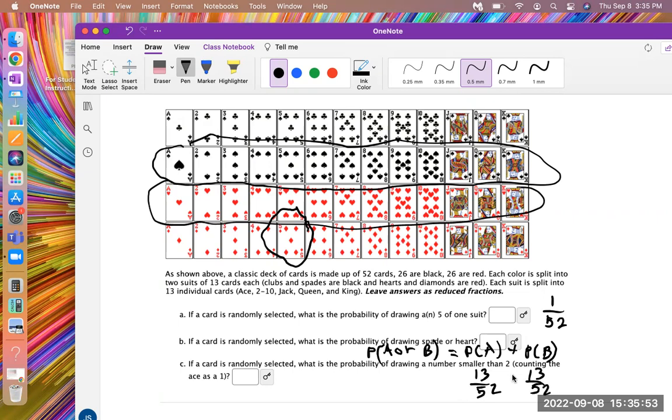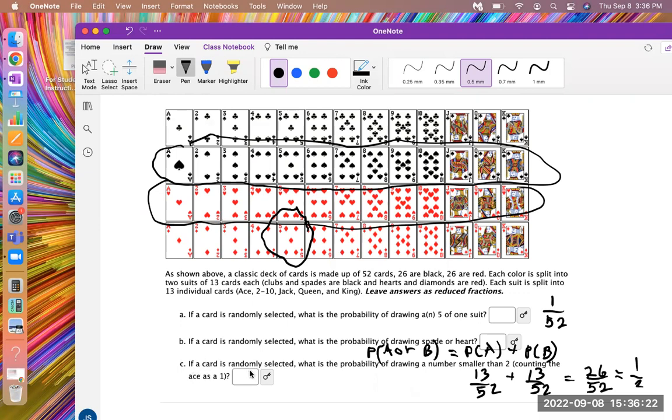So the probability of getting either a heart or a spade is, we add those together and get 26 over 52. And they want us to reduce that, yes, leave the answers as reduced fractions. So you have to divide the top and bottom by 26, and we get 1/2. And there we go, that's the answer for part B.